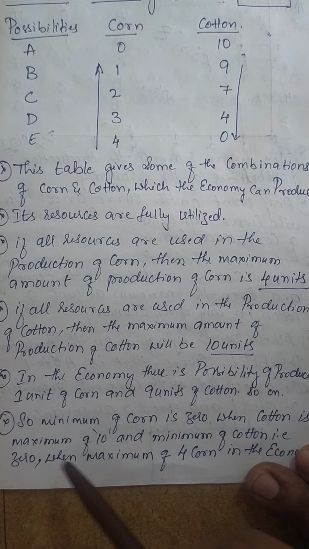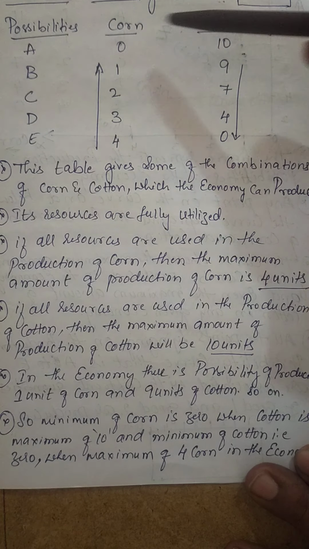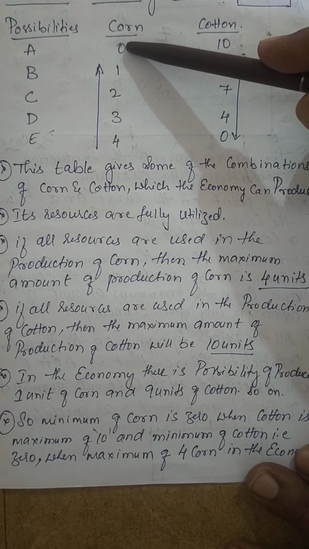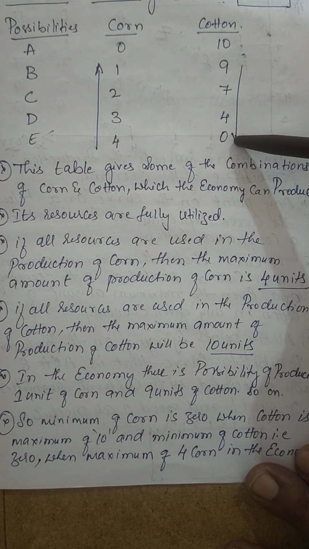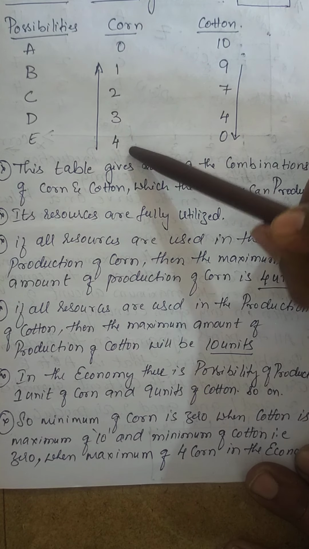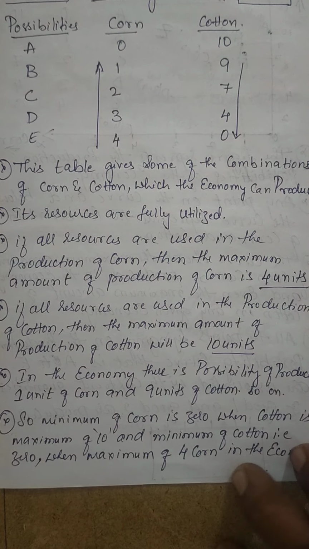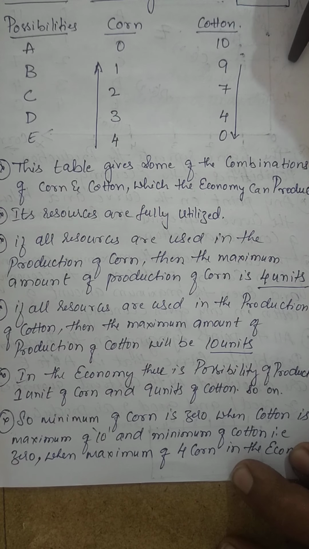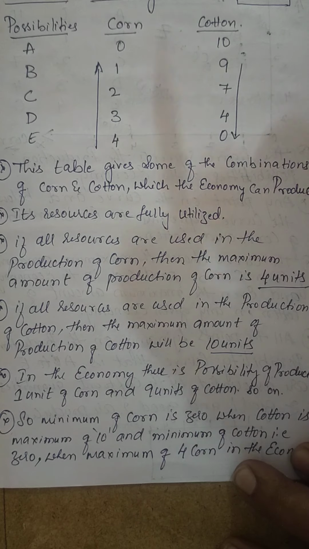Okay, so minimum of corn is 0. Can you observe here? When cotton is maximum, corn is 0. When cotton is minimum, which is 0, then corn is maximum, which is 4. So this is what it says about the production possibilities schedule. Next we will move on to the production possibilities curve, what it says.